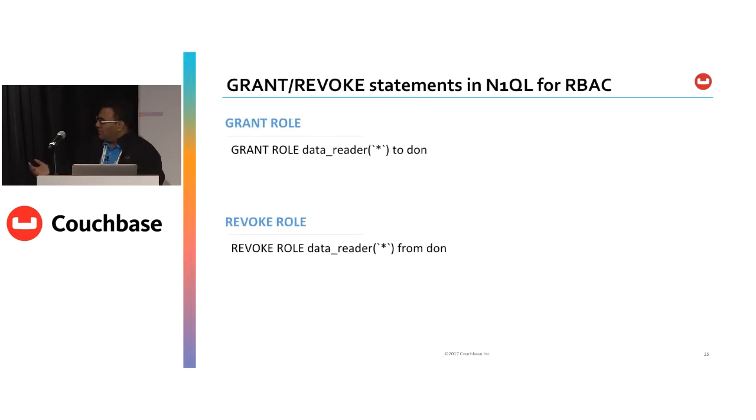I said we wanted to keep the system very similar to the relational world, to RDBMS. So we also introduced in N1QL the grant and revoke syntax, very similar to what you see in other relational systems. So you have grant role data reader to Dawn, and also revoke role data reader from Dawn. That enables you to do grants and revokes through N1QL.